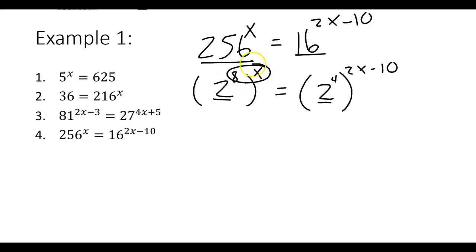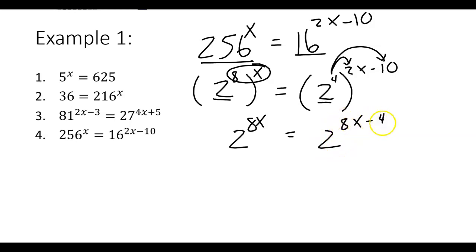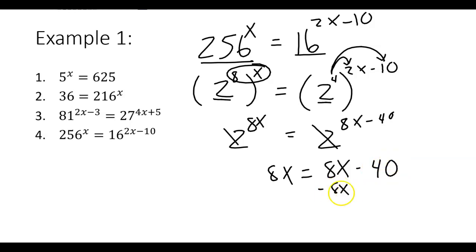We need to simplify. You're going to multiply those together, so you get 8x. And then you're going to distribute this 4 into these two here, and you're going to get 8x minus 40. We're going to drop the bases off, and then we're going to set the exponents equal to each other. And then we're going to solve for x. Now, something odd will happen here. You end up with 0 equals negative 40.